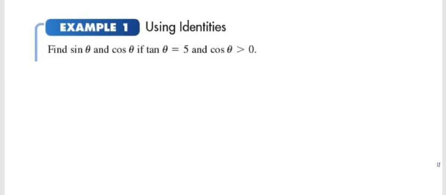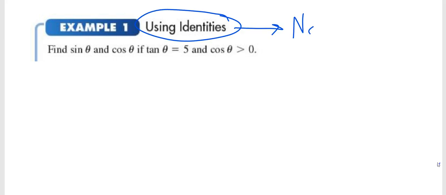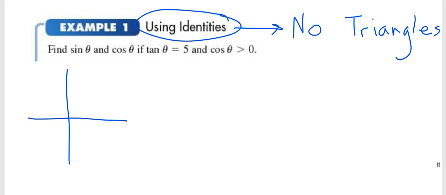All right. Example 1. You're using the identities, not the triangles, okay? So no triangles. And yes, I can show you how to do it with triangles. In fact, you should be able to show me how to do this with right triangles. Which quadrant are we in? What information do we have?